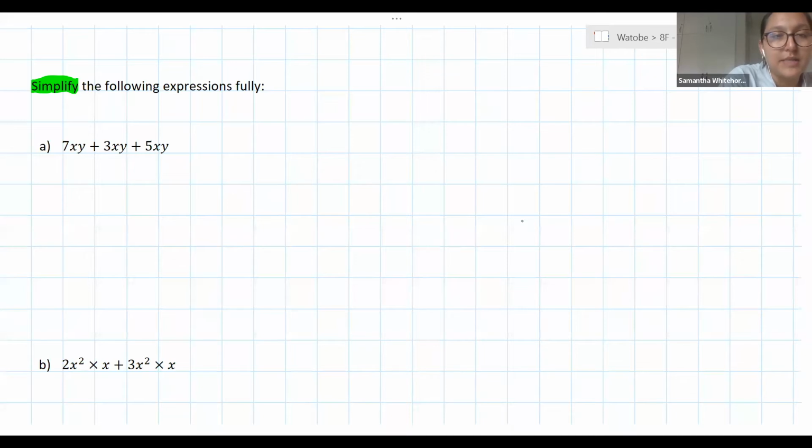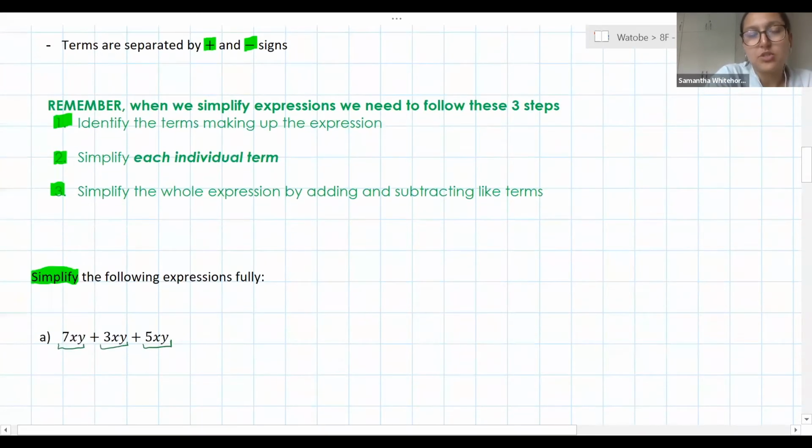Now, we know this because remember I said that terms are separated by plus and minus signs. So those 2 plus signs are separating my terms, which means that I've got 1, 2, 3 different terms here. Now, according to my set of instructions, I want to identify the terms that make up my expression as my first step. So I've done that. Now I want to check if I can simplify any of these terms. Well, there's no distribution in any of these terms. There's no division. There's no exponents that I need to deal with. So these terms are each simplified as far as possible.